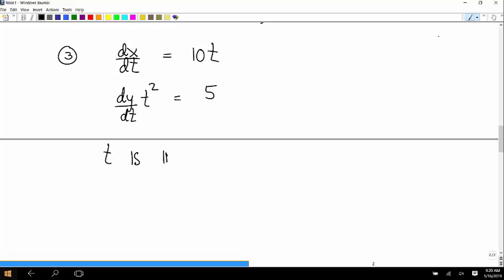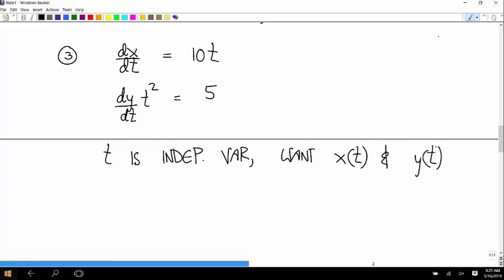t is the independent variable, and we want to find x of t and y of t. So you can have any number of functions you're solving for as long as there's only one underlying independent variable. So let me give an example now of a partial differential equation.